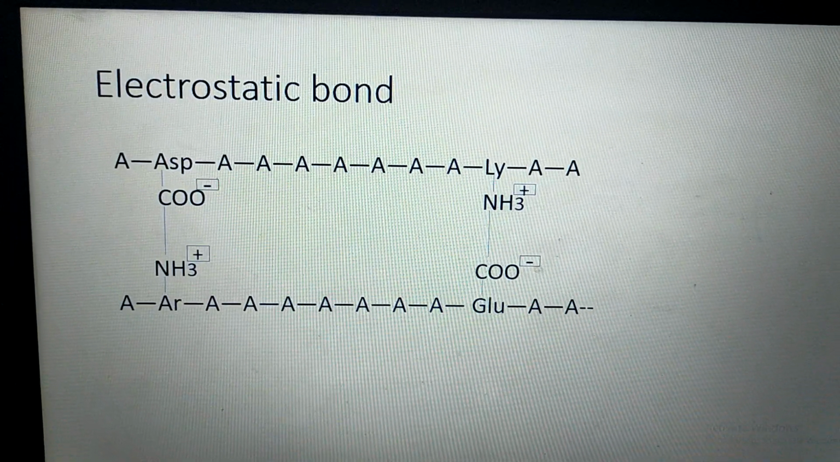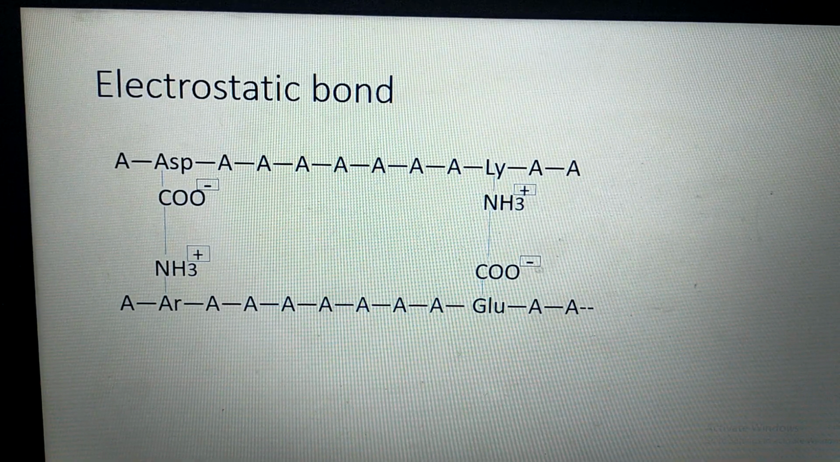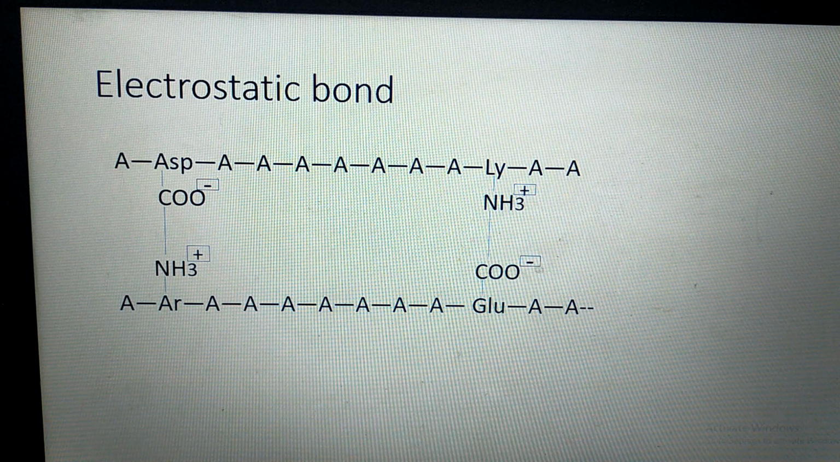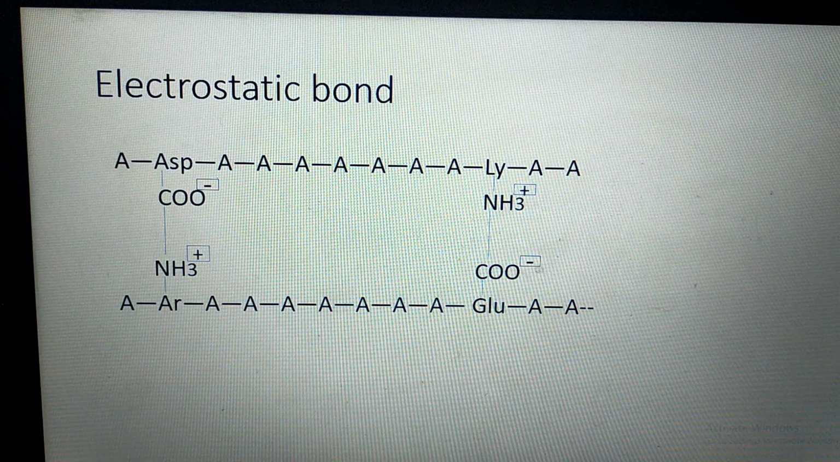Now you see this. Here two polypeptide chains are there. In the first polypeptide chain, aspartic acid is shown which has a carboxyl group with negative charge, and in the lower polypeptide chain on the left side, arginine amino acid is there which has an amino group with positive charge. So these positive and negative charges have attraction between them and form an attractive type of electrostatic bond.